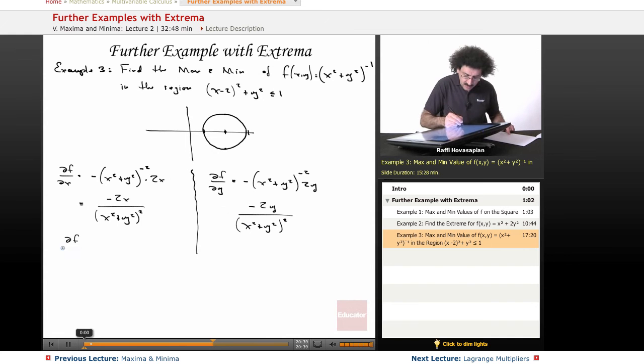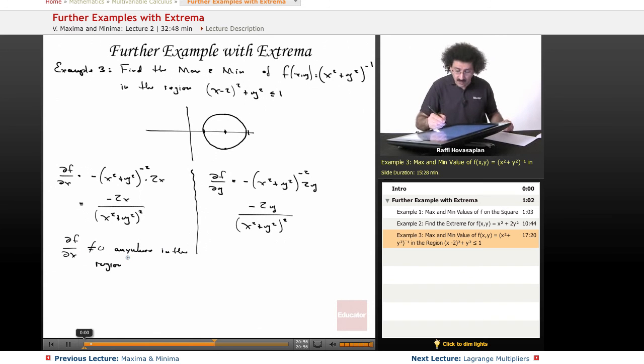So df dx does not equal 0 anywhere on the domain, anywhere in the region. I mean, not that we were concerned with 0, 0, because 0, 0 is not even part of this, but anywhere on this region, the derivative does not equal 0, and neither does df dy. df dy does not equal 0 anywhere on the region in question.